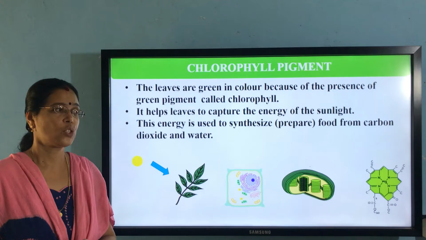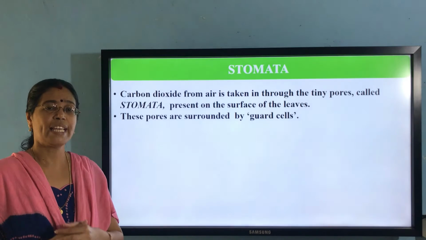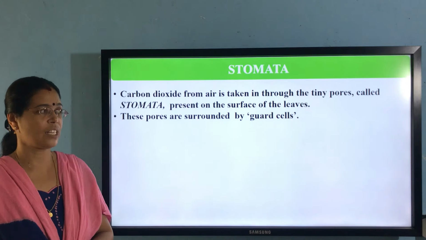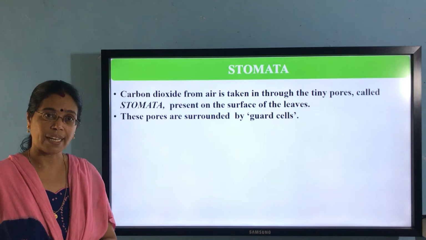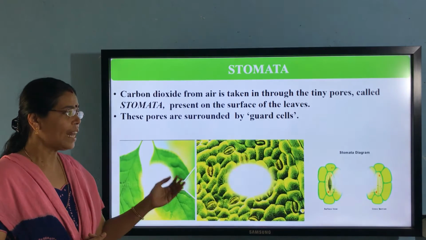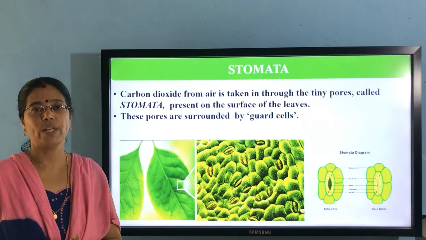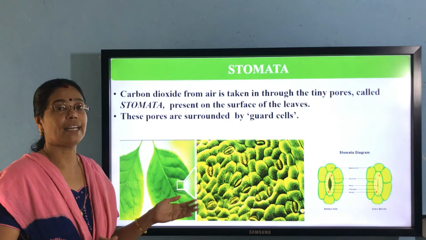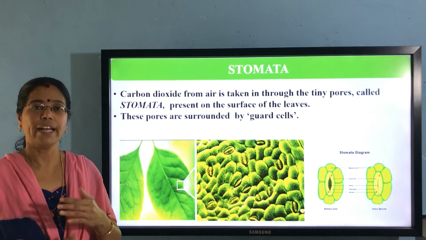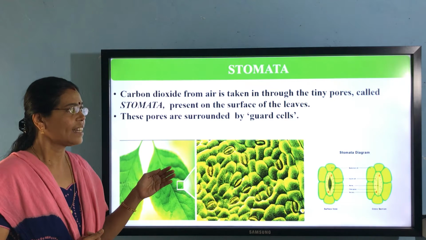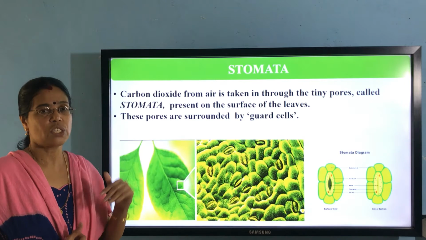The next thing is stomata. If you see the surface of the leaf with the help of a microscope, you can see tiny pores, which are known as stomata. They are surrounded by guard cells. These tiny pores help in the exchange of gases during photosynthesis. During this process, the stomata take in carbon dioxide and give out oxygen. In this way, the plant gets carbon dioxide through the stomata.